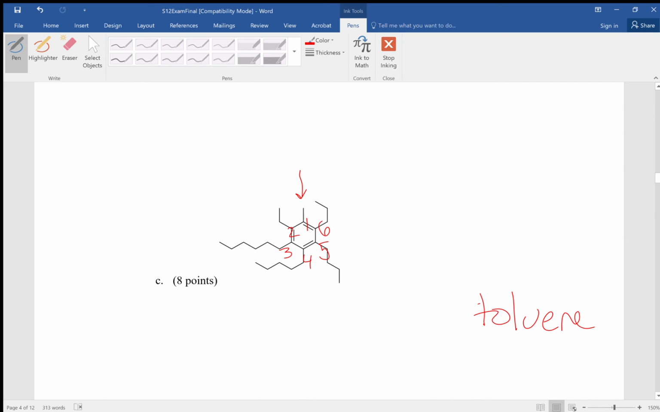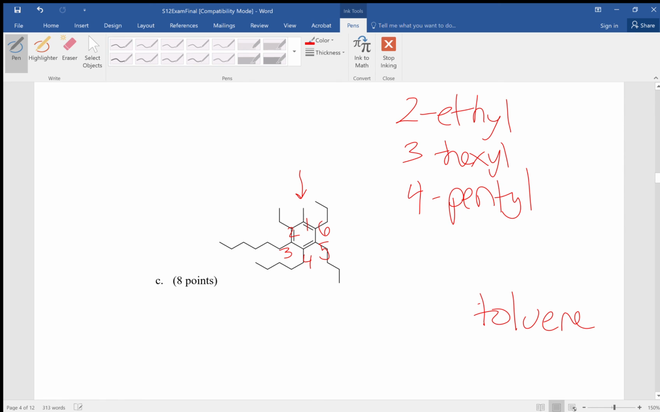And then it's just a matter of putting these in alphabetical order. So I'm going to list them out first. 2-ethyl. At carbon 3, we have a 6-carbon chain, which is hexyl. Carbon 4 is 5 carbons, so that's a pentyl. Carbon 5, we have a butyl group. And at carbon 6, we have a propyl group.